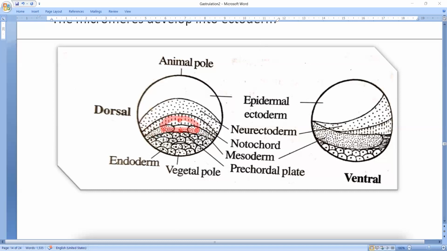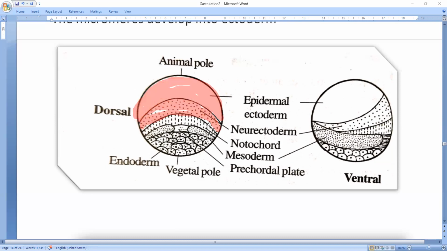But later, as development progresses, the notochord area is separated from the mesoderm. Anyway, the notochord is derived from the mesoderm itself, you remember. And then this total area, which is made up of micromeres, is ectoderm or future ectoderm.